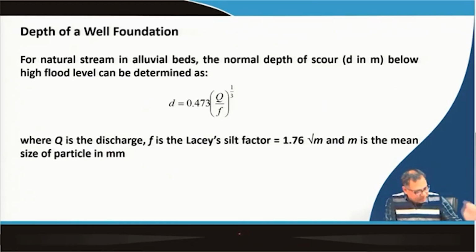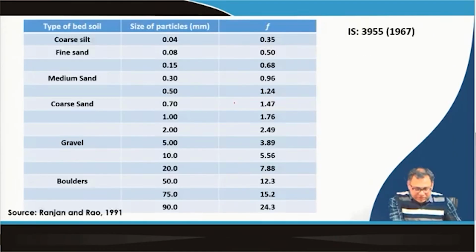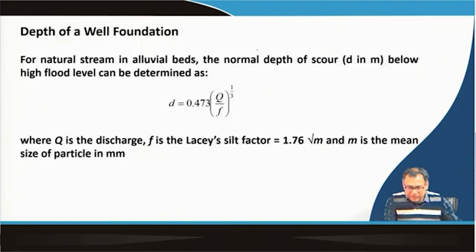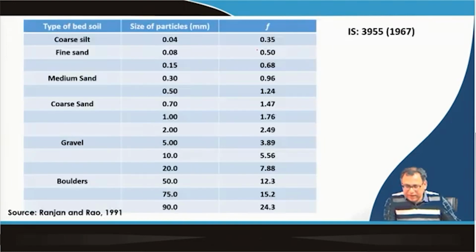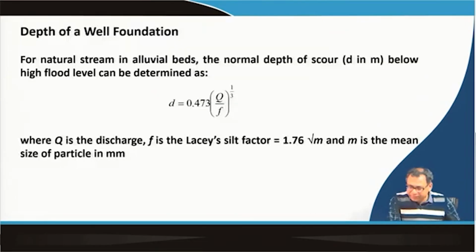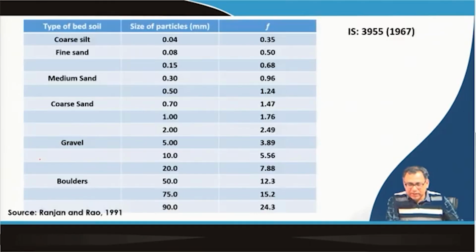Q is the discharge. So, by using this equation, you will get the scour depth, and we also have a chart by which we can get the f value, which is Lacey's silt factor, directly depending upon the particle size and the type of soil bed. So, for example, medium sand, if the particle size is 0.3, that is the mean size of the particle in millimeter.